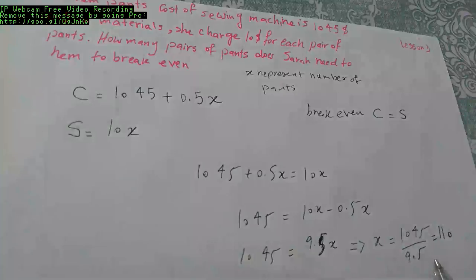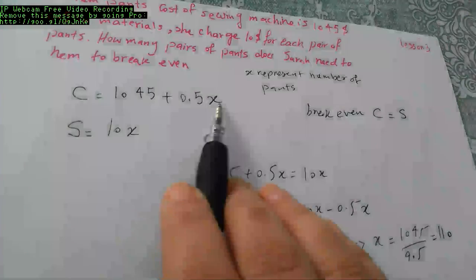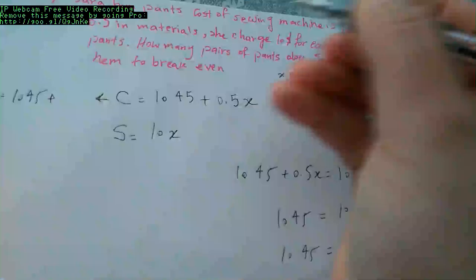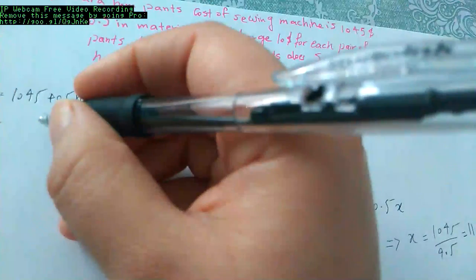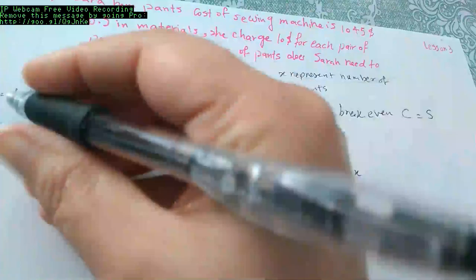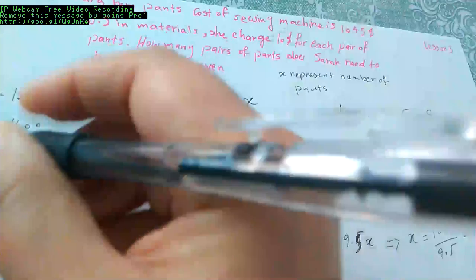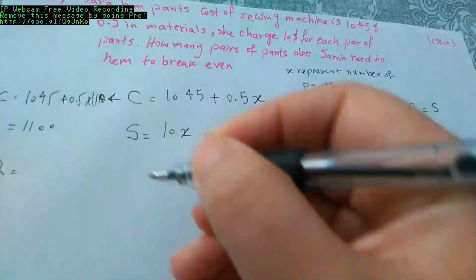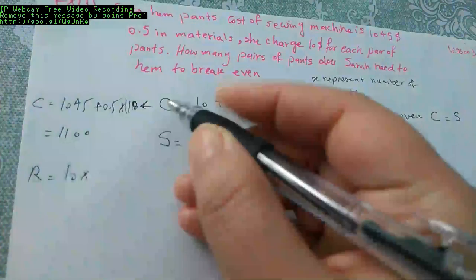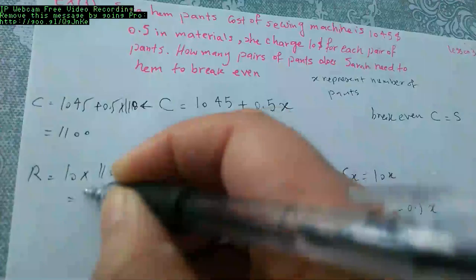If you ask what is the revenue and cost here, you just put 110 for x. So the cost is going to be what? 1045 plus 0.5 multiplied by 110. So this cost is going to be $1100, and the revenue, just instead of the x you put 110, right? So it's going to be 1100 again.